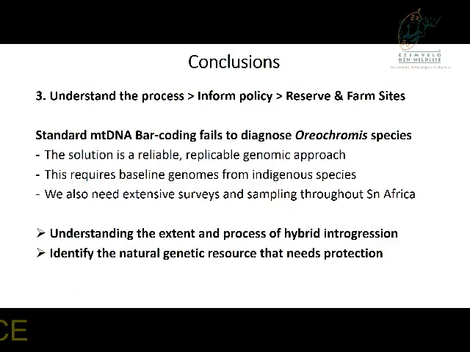So what's needed? Well, we need to look at other genes. We need to look across the genome. We need to look at a whole lot of genes. We need to characterize hybrids in terms of what part of their ancestry is from Niloticus, what part of its ancestry is from Mozambicus. And by doing that, we'll identify the natural genetic resource, and we'll be able to identify which areas are suitable for farming, which areas are suitable for reserves.